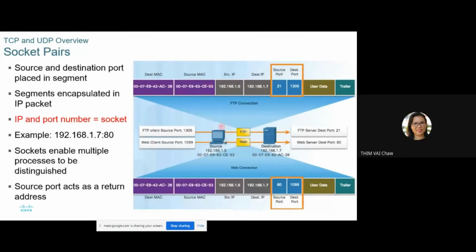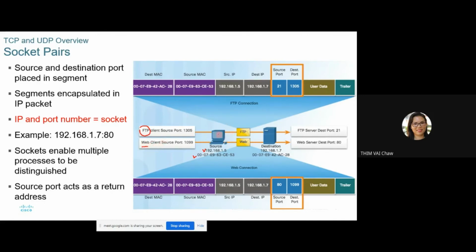So now you can have a look at this PC. This is an IP address, this is a MAC address. Now this PC is running two applications. One is a file transfer protocol, meaning he's going to upload a file, and he is also requesting a web page from a certain website.